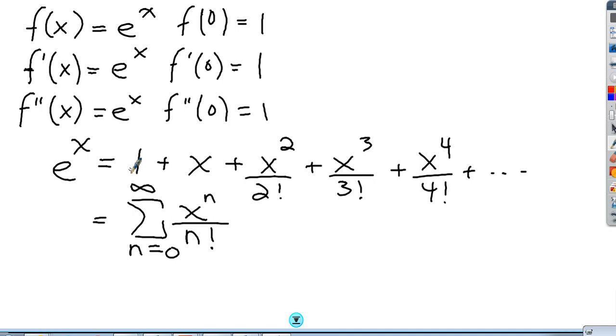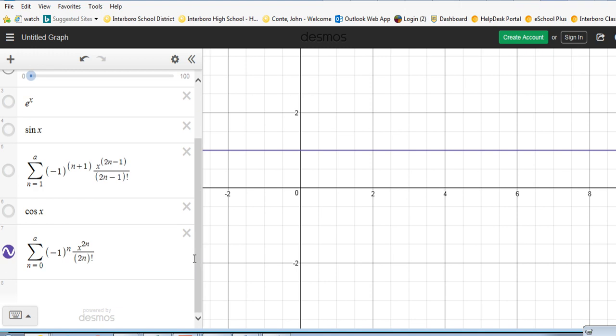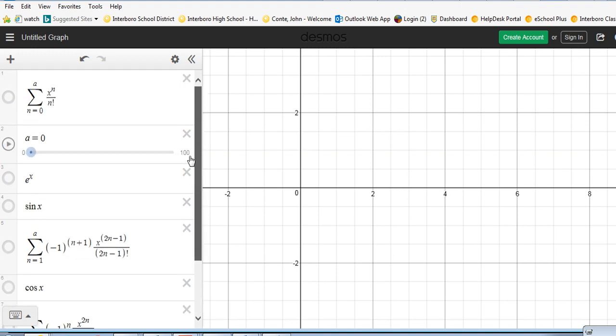So I want to show you, I'm going to take you guys to Desmos, and let's see what I have selected here. I've got a couple of things already lined up for you. Here we have, I typed in what we just wrote as our exponential. This slider allows me to add terms of the summation of the series from 0 to 100 if I want to. So right now it's set equal to 0.